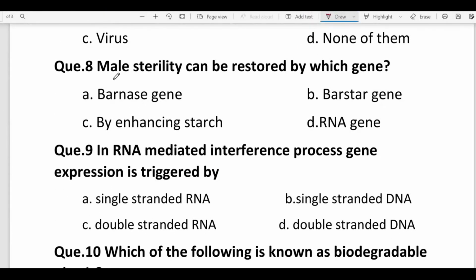Next question. Male sterility can be restored by which gene? Barnase gene, Barstar gene, or D, RNA gene? The correct answer is Barstar gene. This Barstar gene can restore male sterility that is produced by the Barnase gene. If the question is, male sterility can be produced by which gene, then the answer will be Barnase gene. And both these genes are extracted from Bacillus species, and the species is amyloliquefaciens.